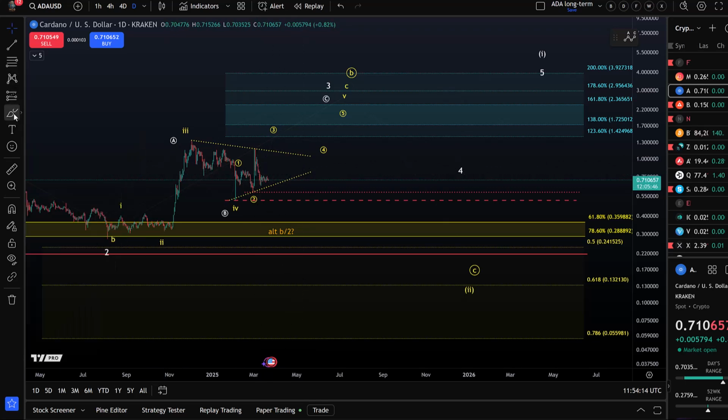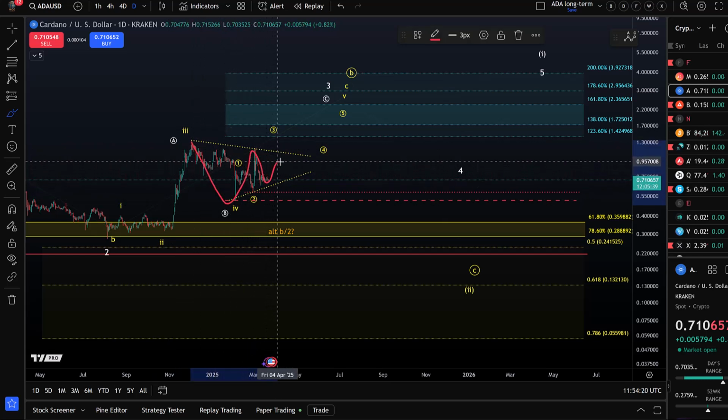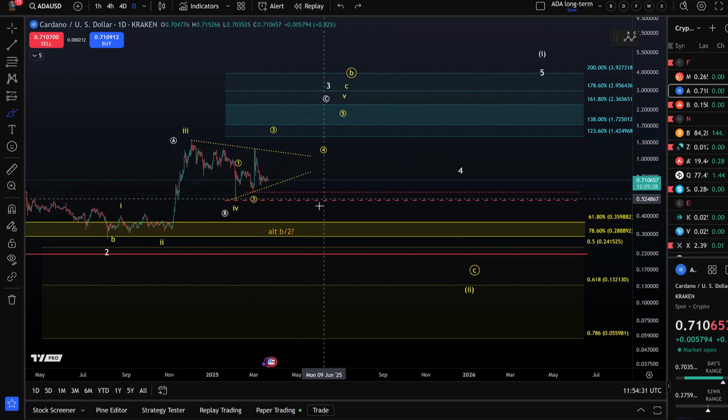For example, before we go to the smaller time frame, a triangle pattern would be A wave down, B wave up, C wave down. We could be in a D wave and another E wave, and then we break out to the upside. But that could take some more time actually. But again, it will be invalidated below 51 cents. That's why we are tracking these key levels here.